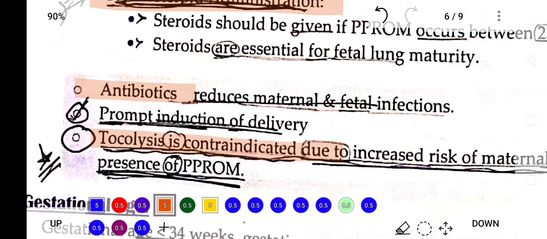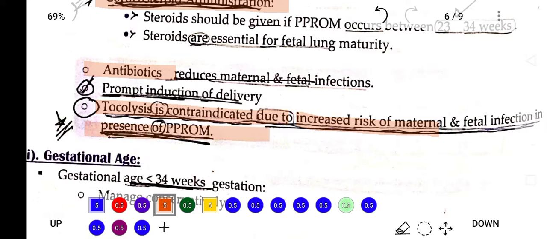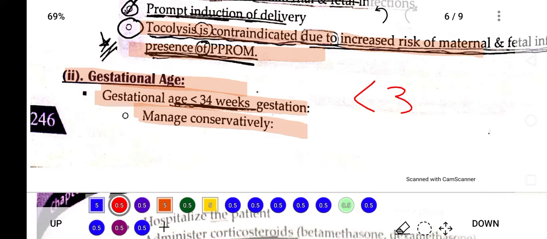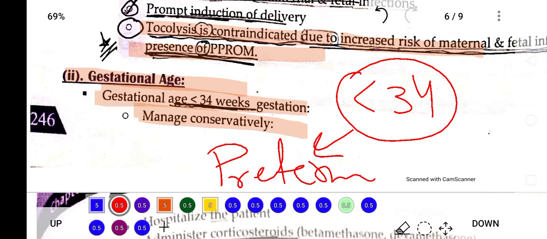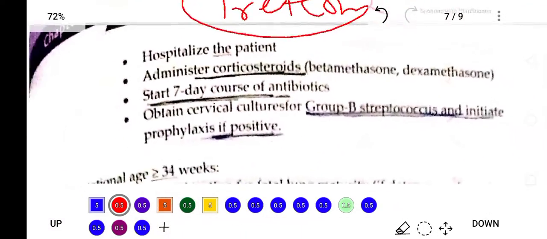Tocolytics are contraindicated due to increased risk of maternal and fetal infection in presence of preterm pre-labor rupture of membrane. Gestational age should be considered. If the gestational age is less than 34 weeks, there should be conservative management, because if a baby is born in this time period, less than 34 weeks, that baby will be preterm, and a preterm baby can develop a lot of complications. So this should be managed conservatively. In this way we can manage.